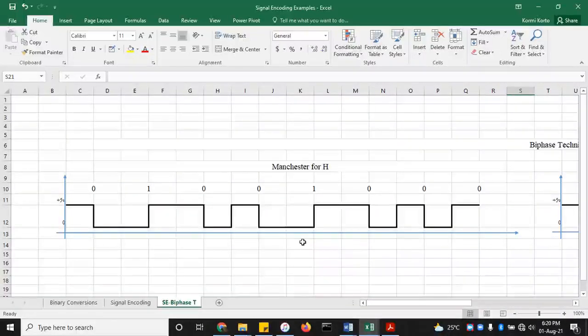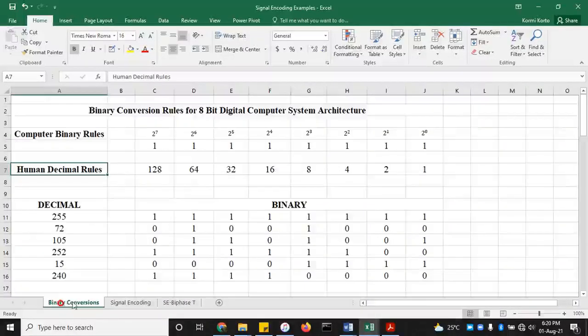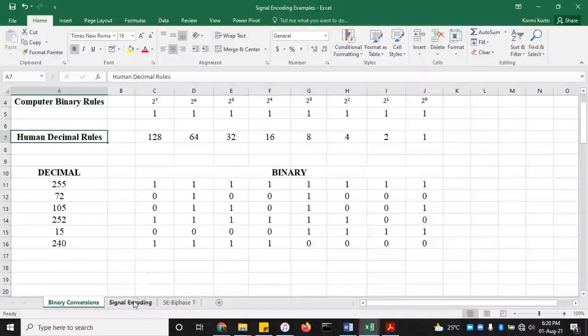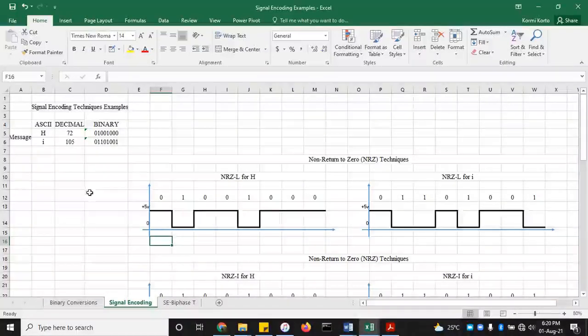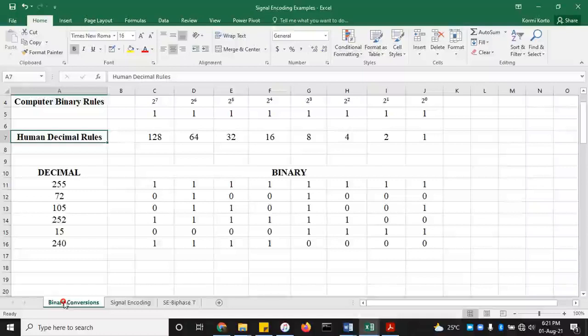So the guy that was requesting this, there you have it. I've gone through the binary conversion rules based on computer binary rules, and then human decimal rules as well. And then we had examples of how the conversions are done based on these two concepts. And then we moved on to the encoding because they need to be observed. So I had to go back to this to help you guys, since the information you're going to be getting needs to be converted to binary before you can actually generate the signals for them. So that's why I had to go through the binary conversions.